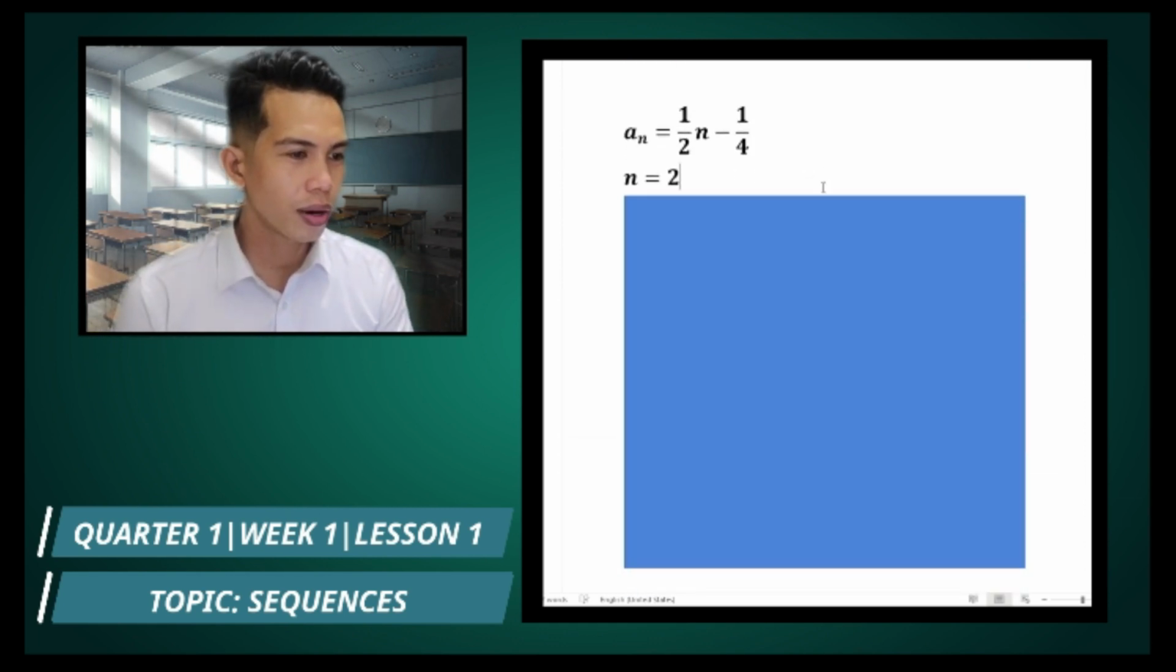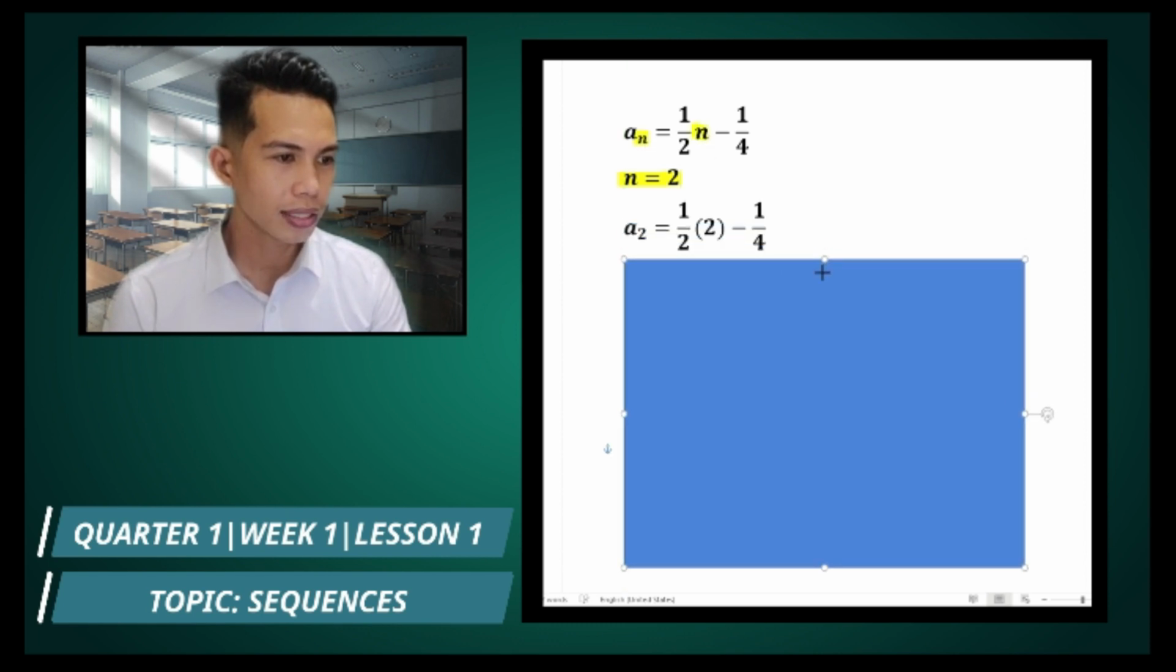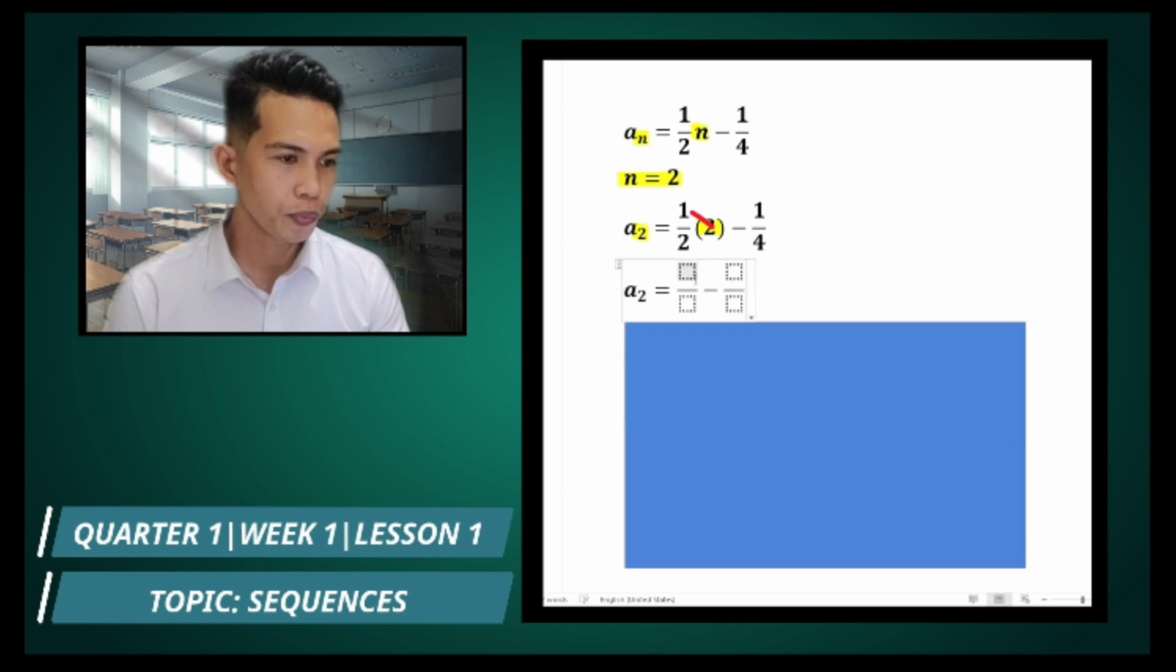So, for our second term, we are going to assign n equal to 2. Then, substitute all the values of n by 2. We will have a sub 2 equal to 1 over 2 times 2 minus 1 over 4. We are going to simplify this fraction by multiplying 2 times 1. We will have 2. And then the denominator, just copy, as well as 1 over 4.